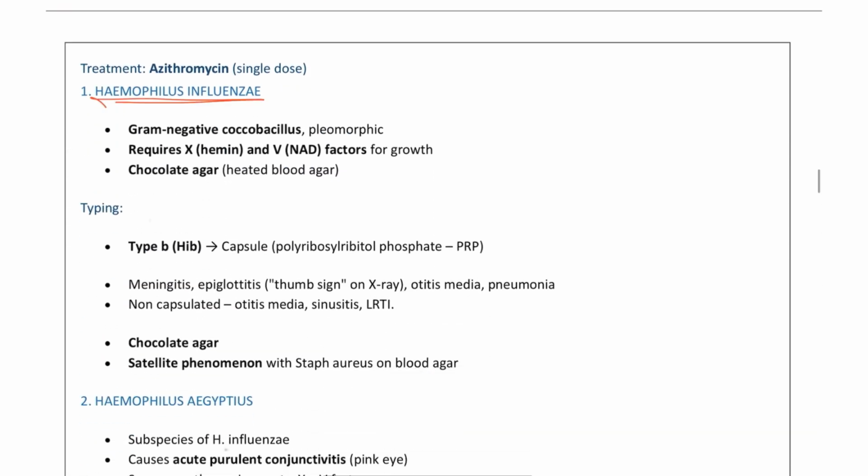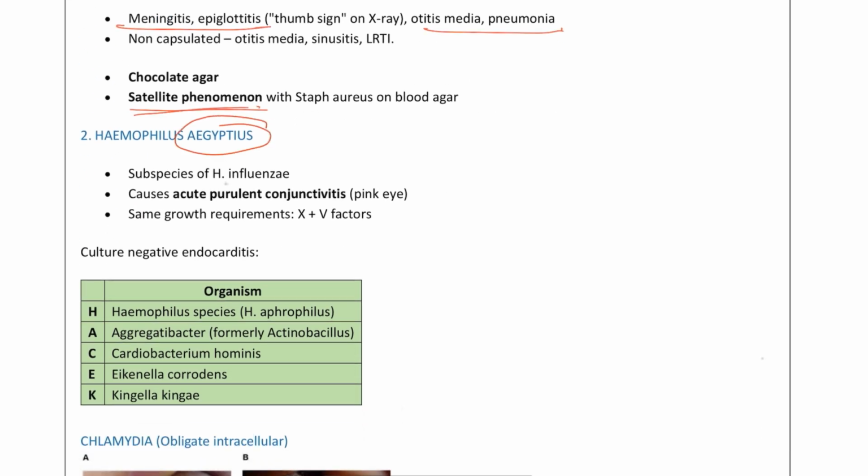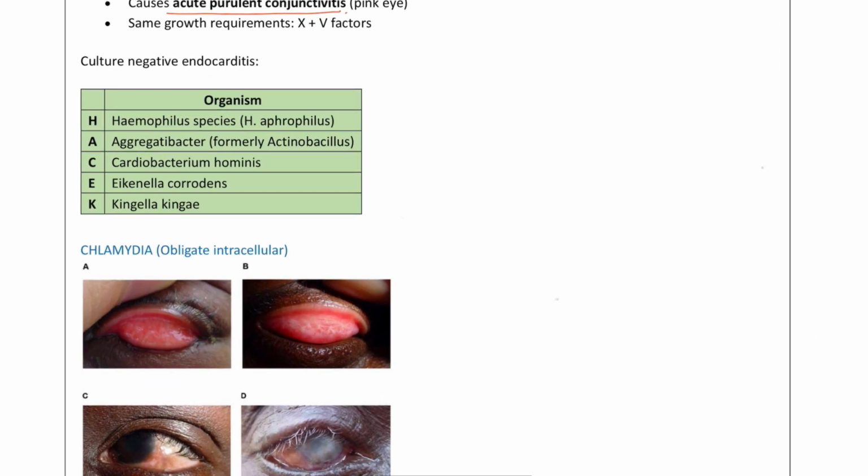Next, Haemophilus influenzae has two growth factors, hemin and NAD, and causes meningitis, epiglottitis, otitis media, and pneumonia. Chocolate agar and the satellite phenomenon are positive in Haemophilus influenzae. Haemophilus aegyptius causes acute purulent conjunctivitis in the eye. Other organisms cause culture-negative endocarditis. What are the organisms? HACEK: Haemophilus species, Aggregatibacter, Cardiobacterium hominis, Eikenella corrodens, Kingella kingae. Those organisms cause culture-negative endocarditis.